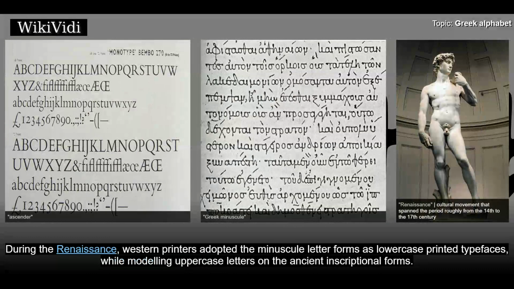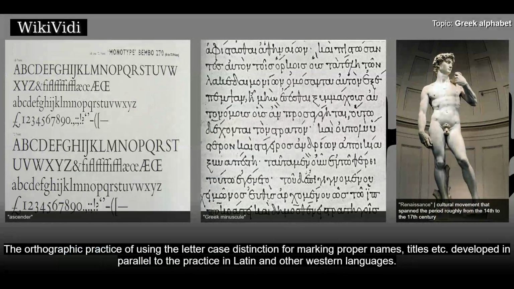During the Renaissance, Western printers adopted the minuscule letter forms as lowercase printed typefaces, while modeling uppercase letters on the ancient inscriptional forms. The orthographic practice of using the letter case distinction for marking proper names, titles etc. developed in parallel to the practice in Latin and other Western languages.